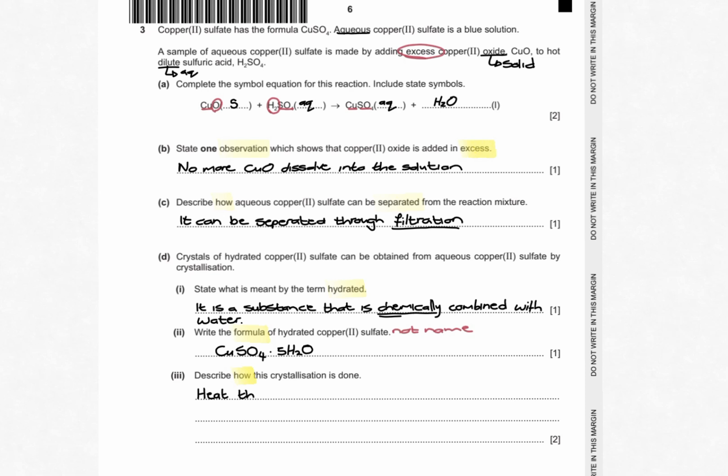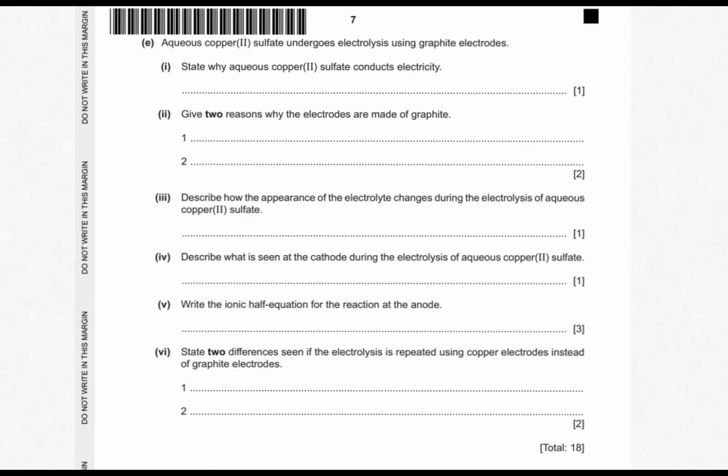So this is done by heating the solution up to the crystallization point, otherwise called the saturation point. The solution is then allowed to cool. In question E, they say that aqueous copper 2 sulfate undergoes electrolysis using graphite electrodes.